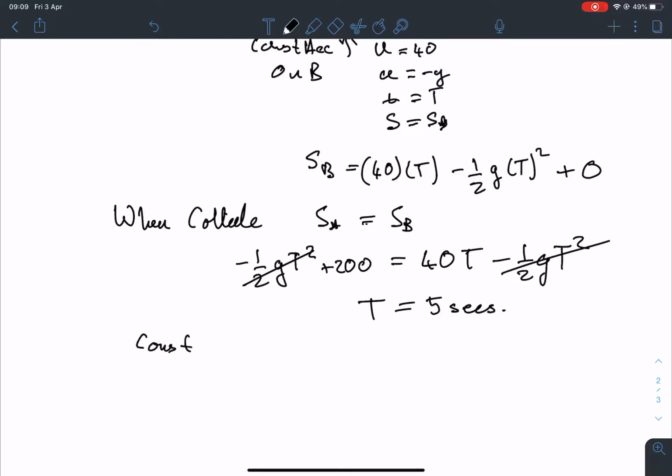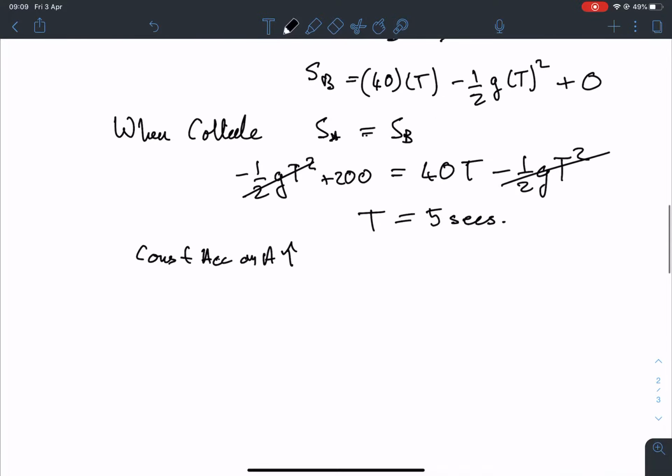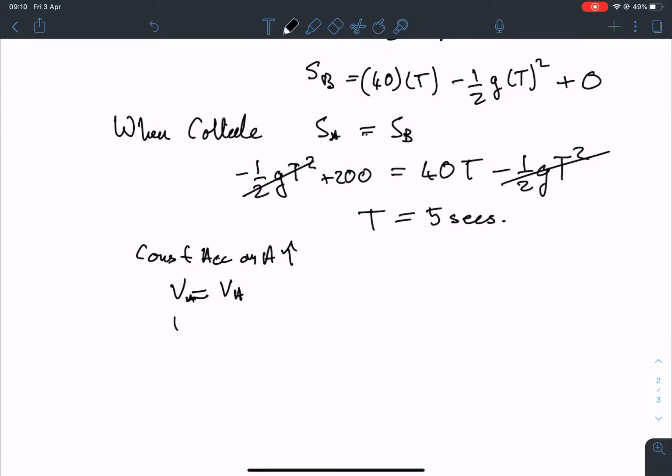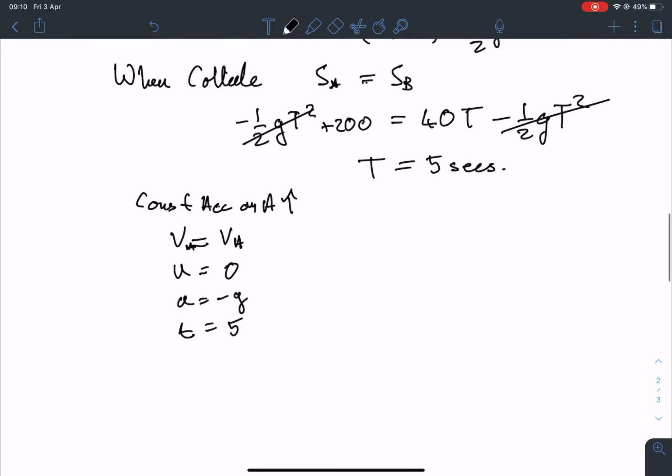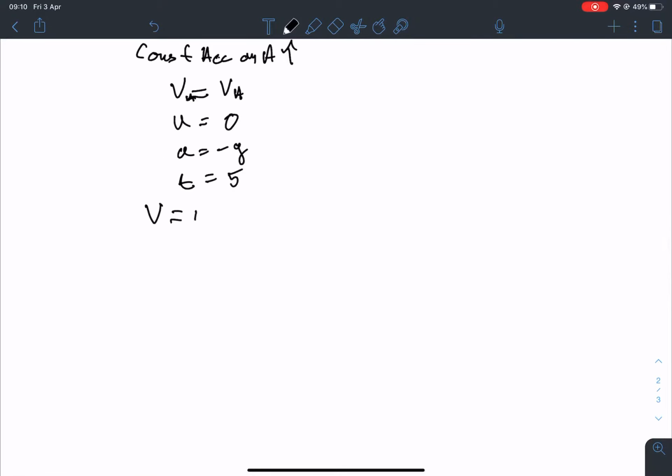So they collide. So when they collide, sA must be equal to sB. The position of the two is the same. So we get minus a half g t squared plus 200 equals 40t minus a half g t squared. Add the half g t squared to both sides, so those cancel. So t equals 200 divided by 40, which is 5 seconds.